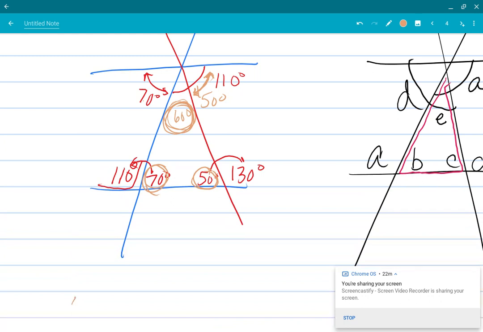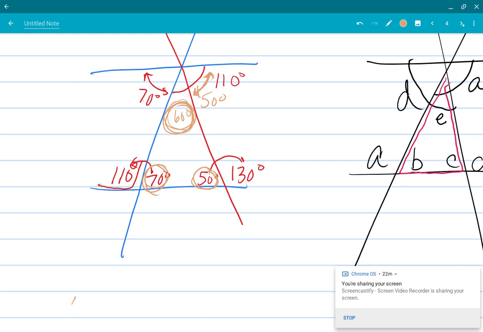I appreciate that. If it's easier for students, they could do what you did and move all the numbers up to try and figure out 60. But since you already got the 70 and the 50, you could have just added them together, subtracted them from 180, and gotten 60, without having to put the 70, the 110, and the 50 on top.